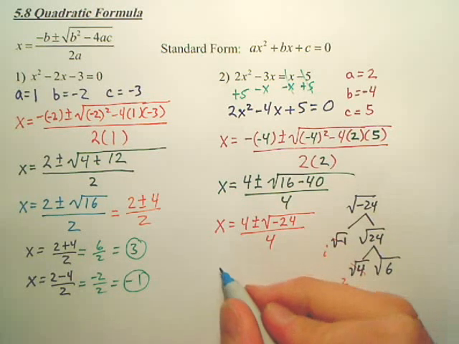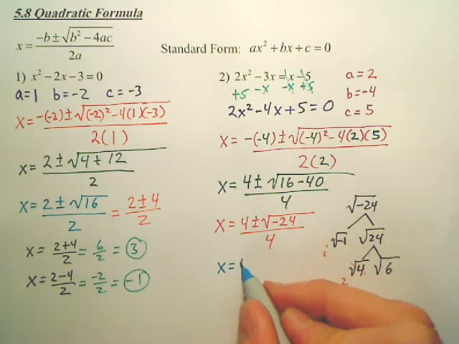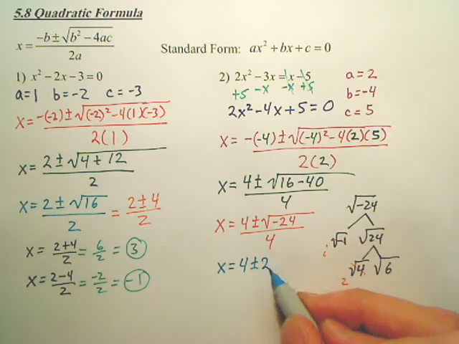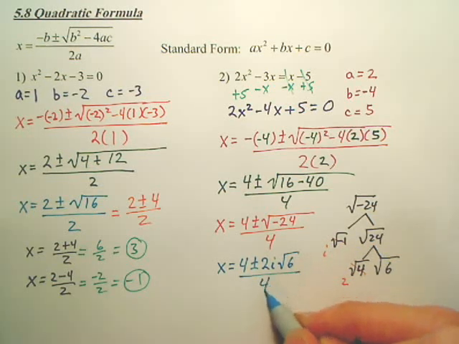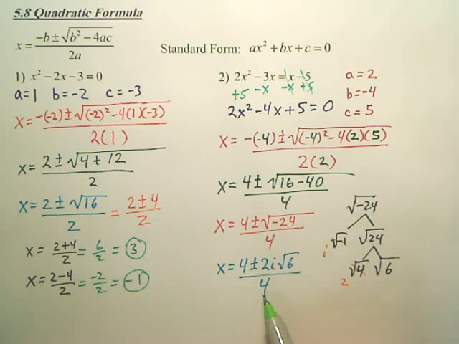So my answer looks like it's going to be, well, what comes out? 4, plus or minus, what comes out of the square root? Looks like a 2i. And the square root of 6 is left behind. And then you divide by 4. Now most people think they're done there. Got everything out of the square root. We cannot get this on a calculator because it's imaginary. The problem is 4, 2, and 4. Do those all have something in common?